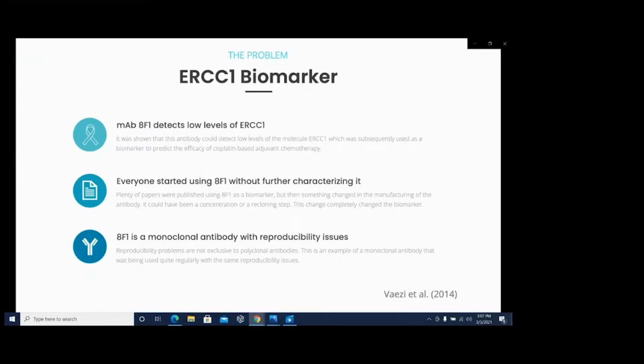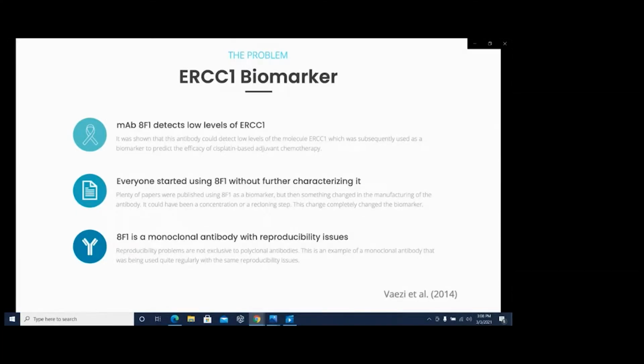in lung cancer. So for a while, everyone was using 8F1, plenty of papers were published, and honestly, everything was going quite well. And then something changed in the manufacturing of 8F1. Maybe it was a concentration change, maybe something happened in a recloning step, but the end result of this change was clear. Tumors that had previously shown low ERCC1 staining levels were actually now presenting as highly stained. So ERCC1 became, more or less overnight, a completely useless biomarker.